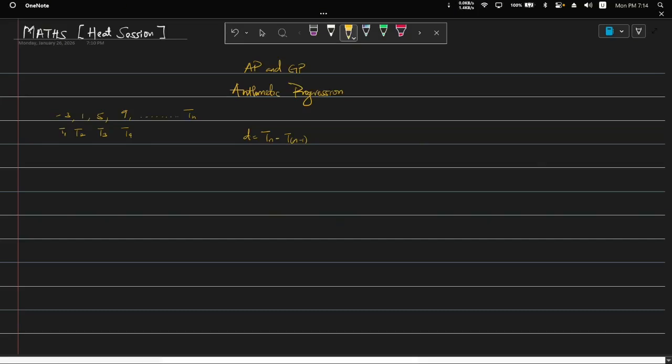Take for instance, let's say this term is the 7th term. The common difference is going to be T7 minus T7 minus 1, that's T6. Did you understand it? All together, this is going to be equal to T6 minus T5, which is equal to T5 minus T4, which is equal to T3 minus T2, like that. So for an arithmetic progression, the difference between two consecutive terms is always the same. That's why we call it common difference.